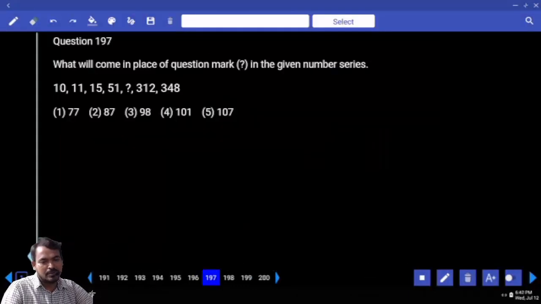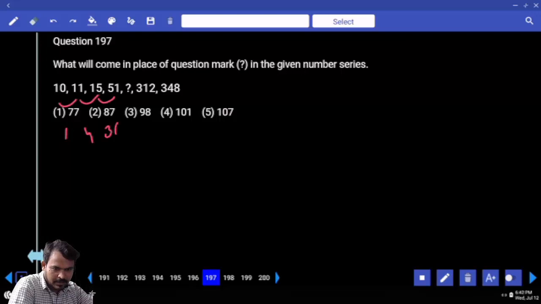Let's look at the remaining. 10 and 1, what is the difference? 11 and 15, 4. 15 and 51, 36. 1 plus 0, 1. What is the sum of the digits? 1. What is the 1 square? 1. 11: what is the sum of the digits? 2. What is the 2 square? 4. 15: what is the sum of the digits? 6. 6 square.